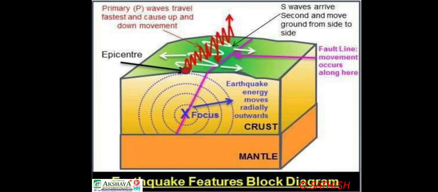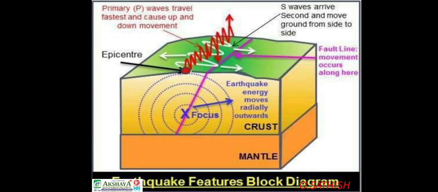The primary P wave travels faster and causes up and down movement. The point within the earth where the earthquake originates is called the focus or hypocenter. The epicenter is the point on the earth's surface directly above the focus. The severity of an earthquake's impact on the surface is often greatest near the epicenter.